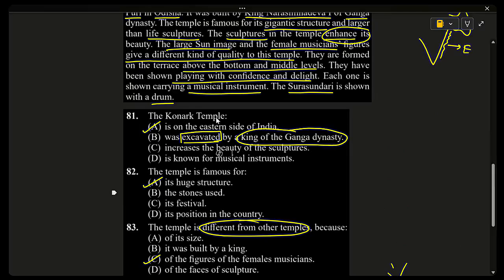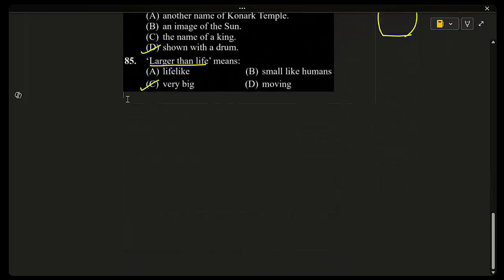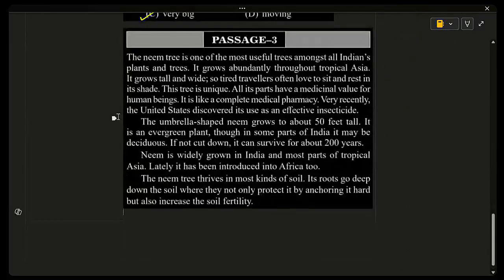Passage number 3. The neem tree is one of the most useful trees amongst all Indian plants and trees. So neem tree in Telugu we say vepa chettu, right? It grows abundantly. What do you mean by abundantly? High in number, more in number, abundantly throughout tropical Asia. Tropical means having a good amount of heat. In Asia, whichever places have a good amount of heat, in those places you can see neem trees.